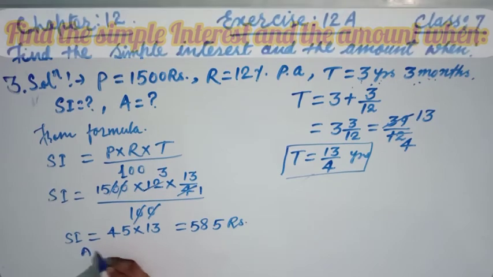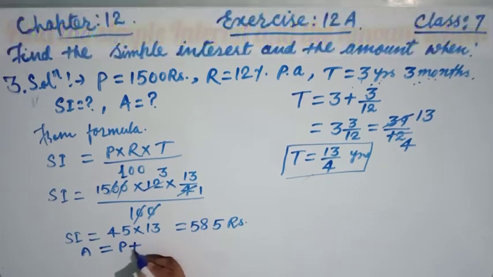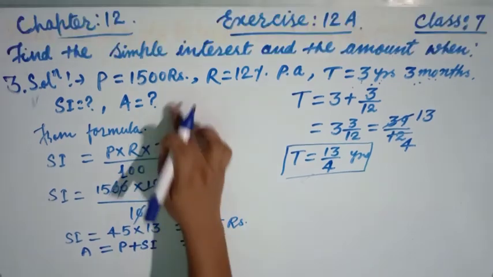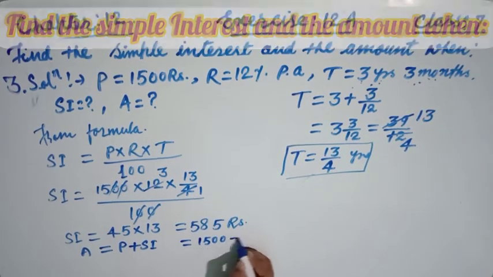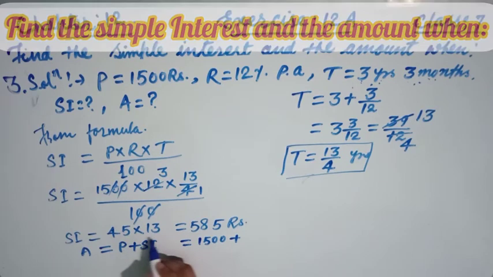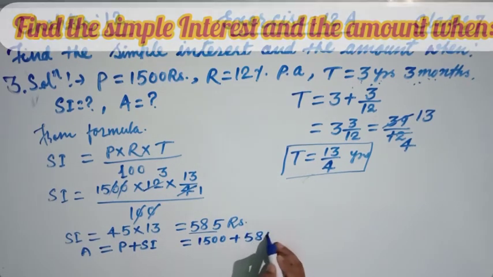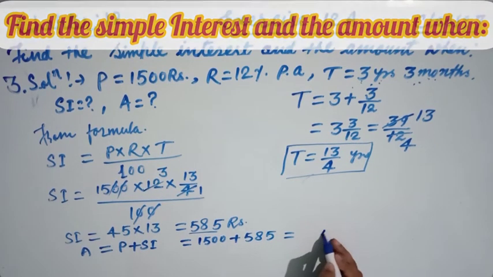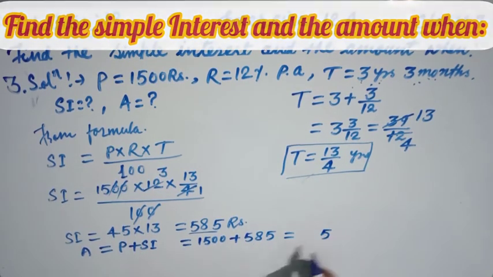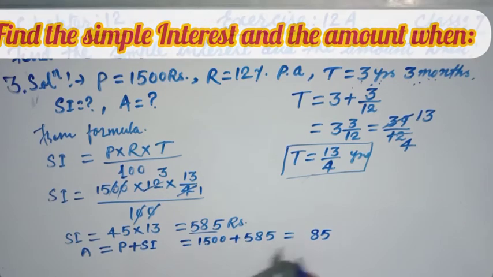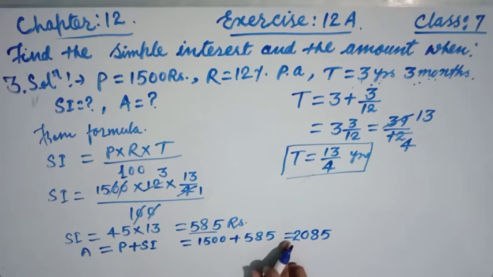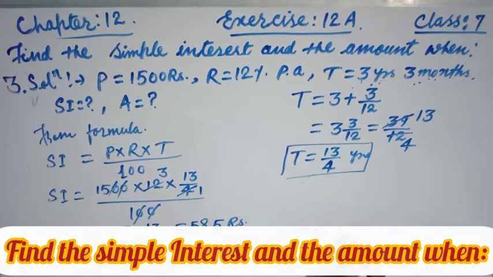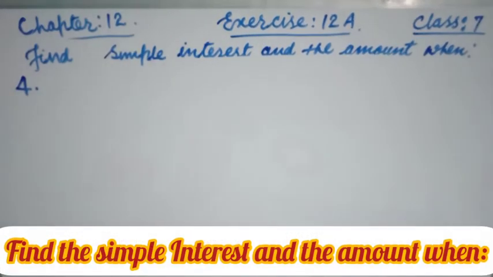So the SI is, this is the first answer, 585. Now A is equal to P, principal, plus SI. Now the principal is given here 1500, plus SI that we found here, 585. After calculating, 5 plus 0 is 5, 8 plus 0 is 8, and now 5 plus 5 is 0, 1 is balance, and 1 1 is 2. So we can find this is 2085 rupees. This is A, it means amount. So these two answer this question.